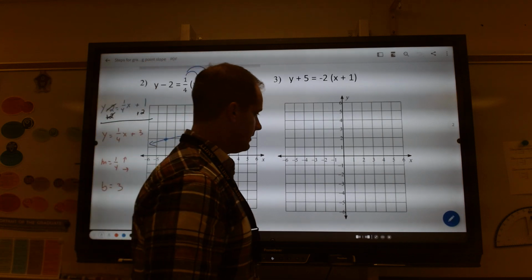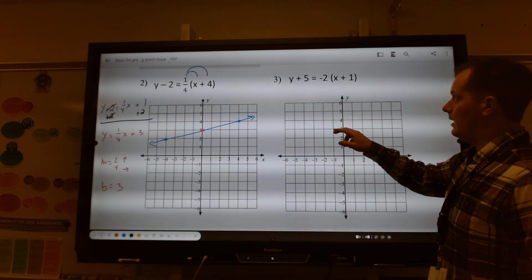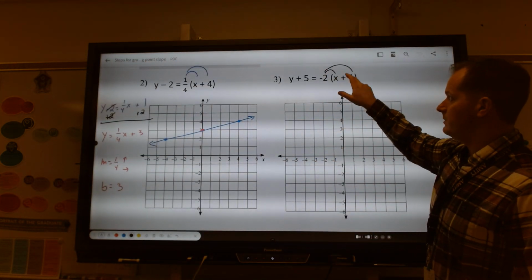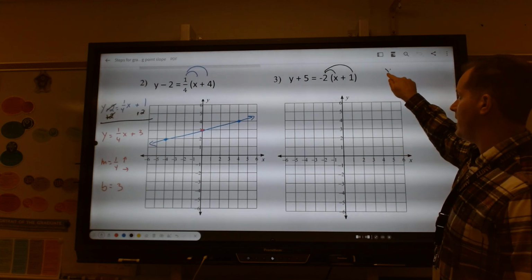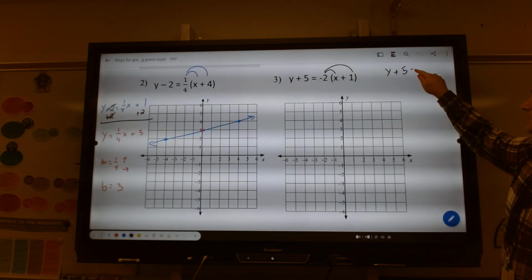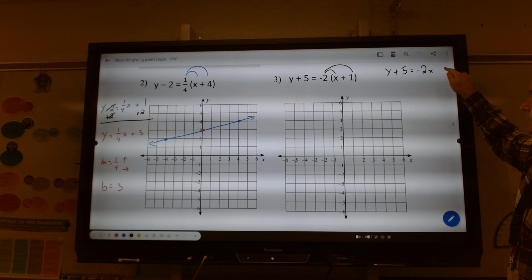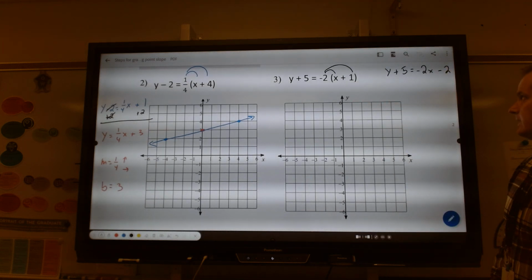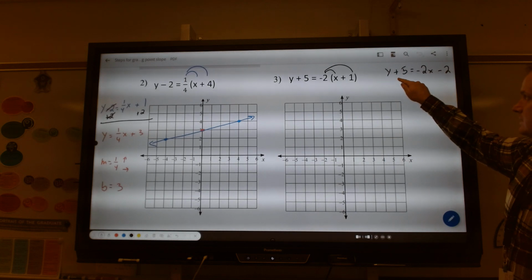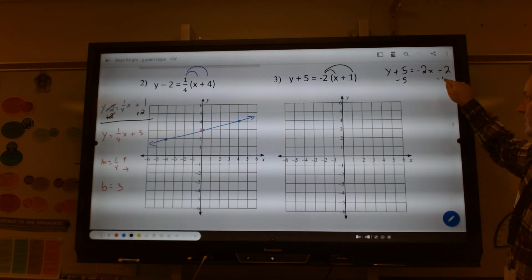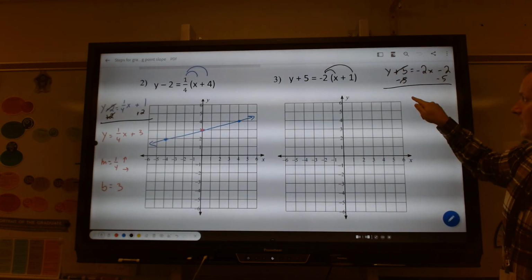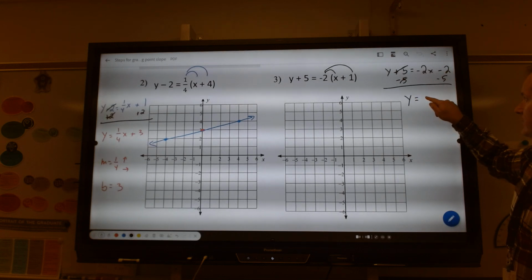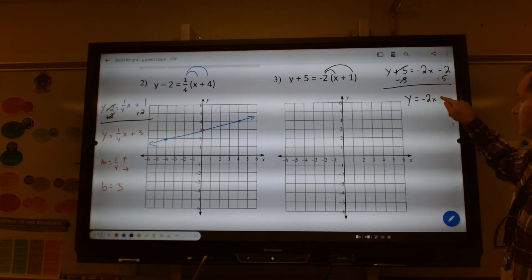And then our last example, if I distribute the negative 2, same idea, you're going to get y plus 5 is equal to negative 2x minus 2. Okay, negative 2 times 1 is negative 2. We're going to isolate y, subtract by 5 on both sides, and you end up with y equals negative 2x minus 7.